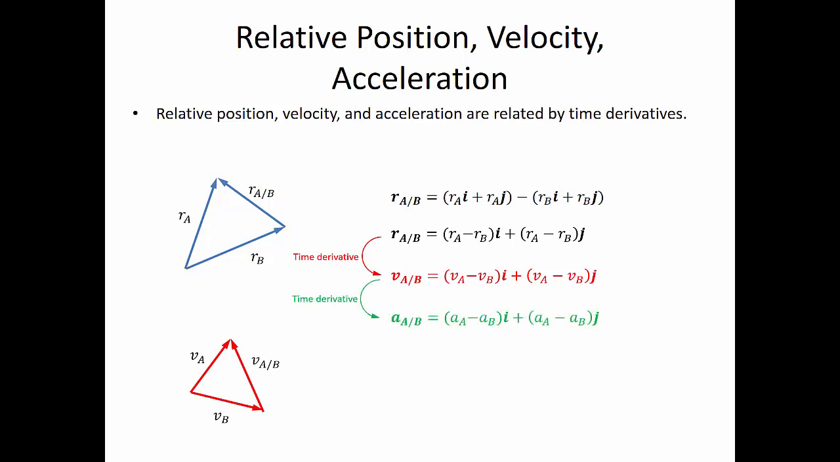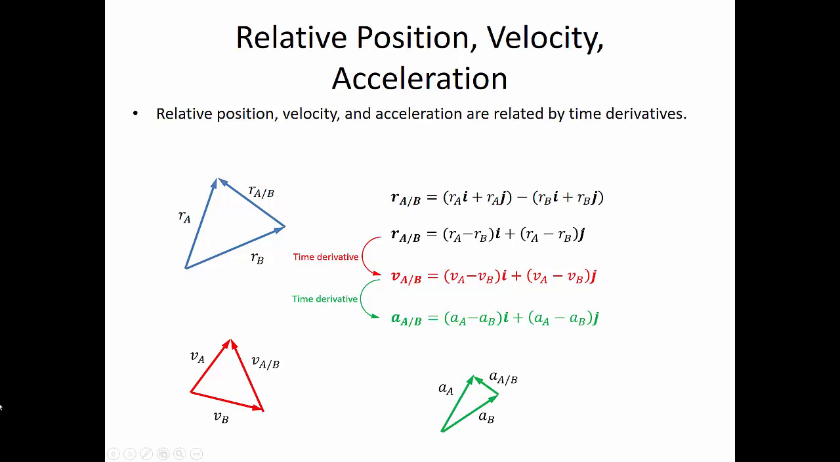If we take the time derivative again, then we get that the acceleration of A from the perspective of B is equal to the acceleration of A minus the acceleration of B in the i direction, plus the acceleration of A minus the acceleration of B in the j direction. And again, this can also be represented graphically.